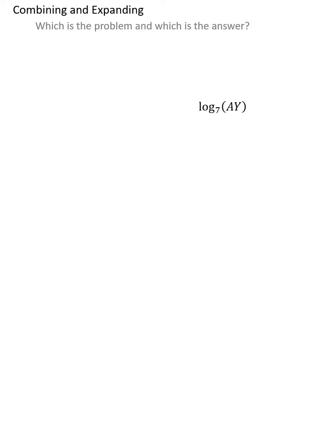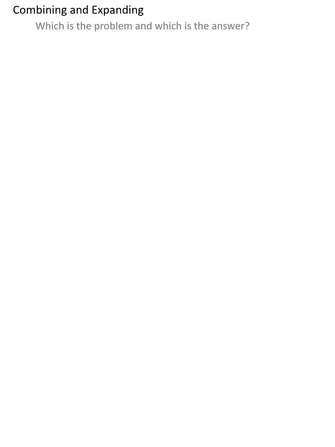But in reverse, if I were given this expression, the logarithm of a product, notice this says the log base 7 of a times y, or the times is implied anyways. Couldn't I then expand that into a sum of logarithms?